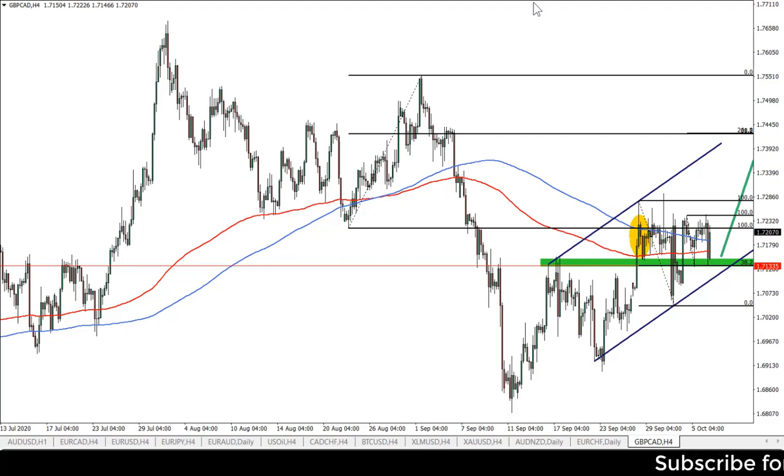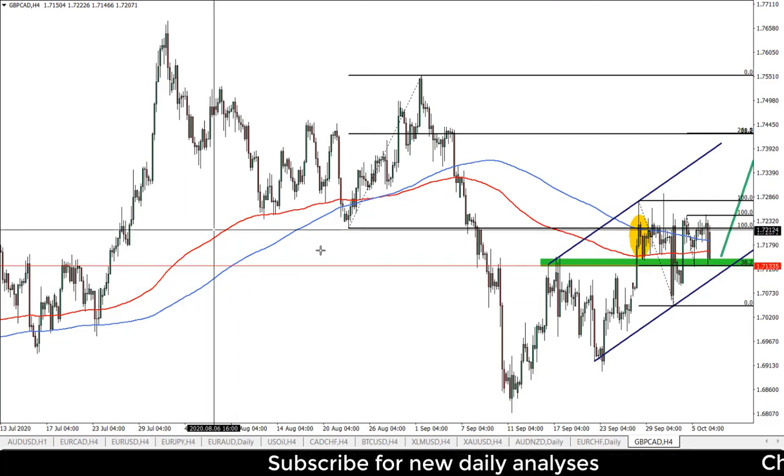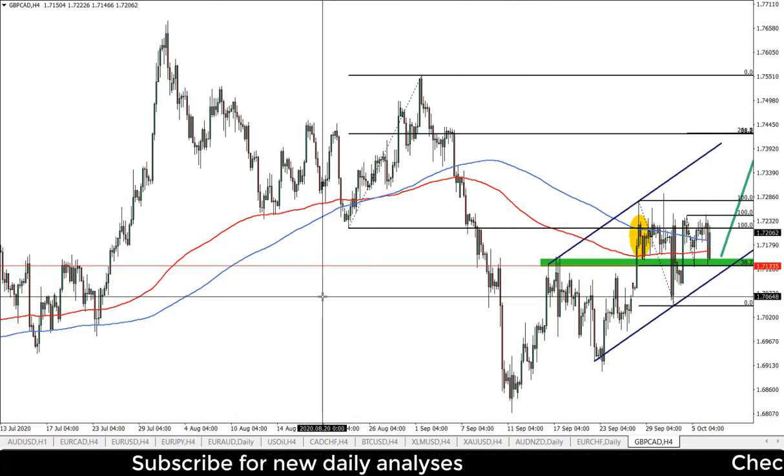Before we get started, as usual, reminding you that all the information in this video is for educational purposes only and should not be considered as financial advice. Let's have a look at the price action and what we might have in terms of the price potential.